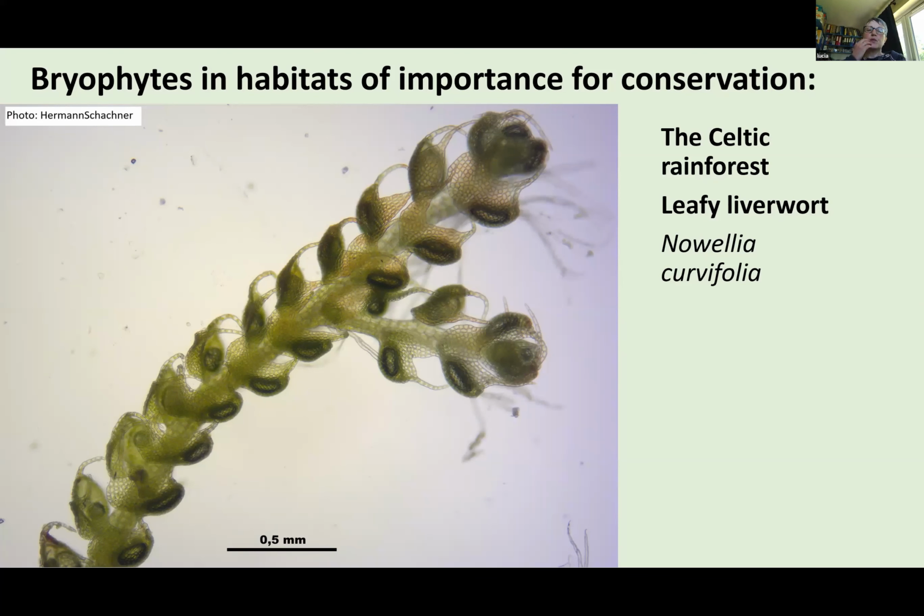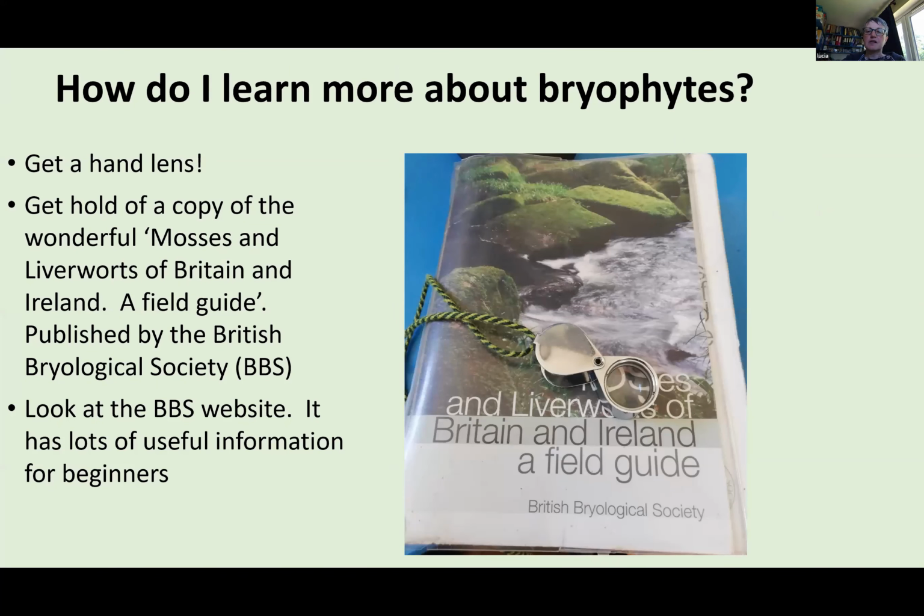So what do you do if you want to learn more about bryophytes? First of all, get a hand lens. Because without a hand lens, it's going to be very, very difficult to see bryophytes. If you're a botanist already and you have a ×10 hand lens hanging around, that's perfect. Good start. Start off with that. Go out in your garden and start looking at things with your hand lens.